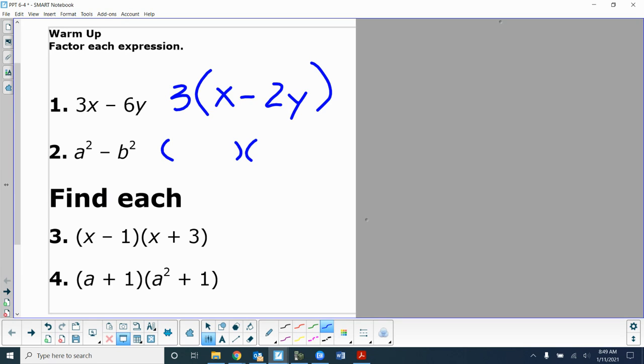So you do this when you factor. The square root of x or a squared. Square root of b squared. Then what? Anybody remember? Minus and a plus. One of each, right?